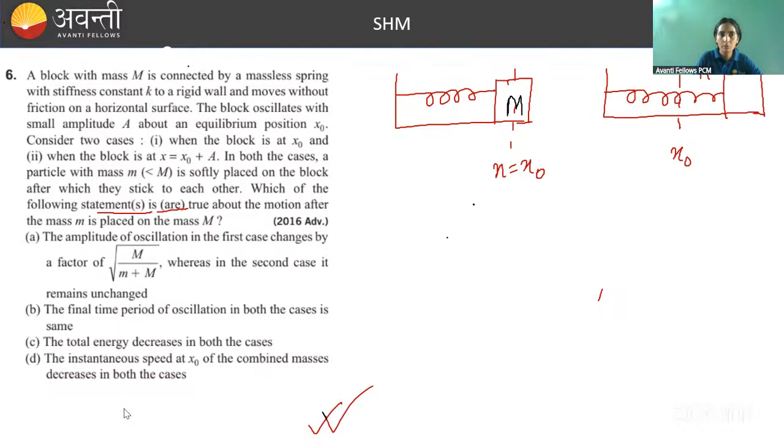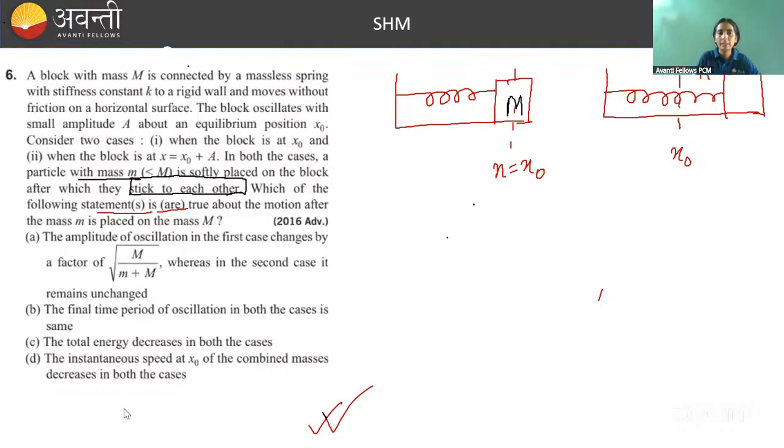What we are asked in this case is, we are dropping one mass. When the block is at x naught and when the block is at x equal to x naught plus A, in both cases, a particle with mass small m, which is less than capital M, is softly placed on the block. Softly placed means we are not giving any additional or external force. We are keeping it there such that they stick to each other. They stick to each other means together they will form a system. So they will perform SHM together.